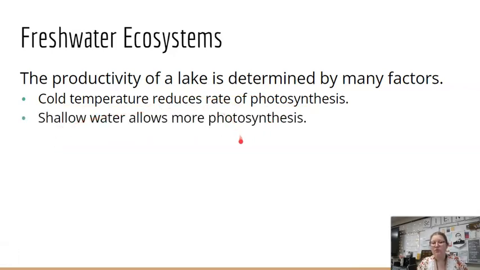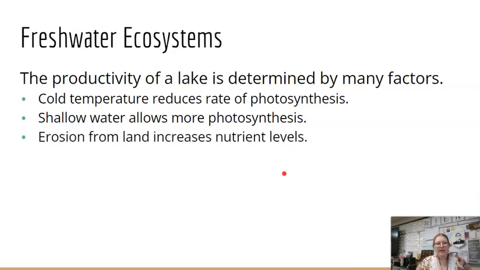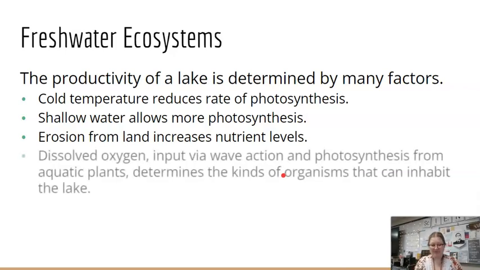Shallow water allows for more photosynthesis. If the water is shallow, that means the sun's light can penetrate the water a lot easier and more of it is getting to the plants. Whereas if it's really deep, then that sunlight has to go through a lot more water to get to the plants. So we're going to have less photosynthesis because more of that sunlight is going to be reflected back. And then erosion from the land increases nutrient levels. So sometimes this is good, sometimes this is not so great.